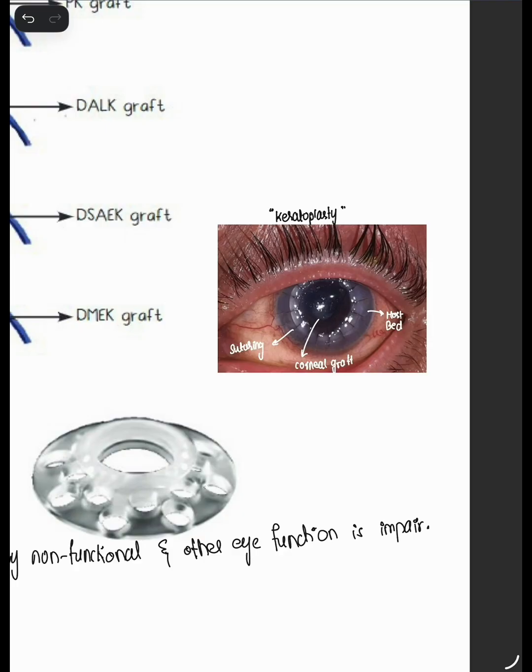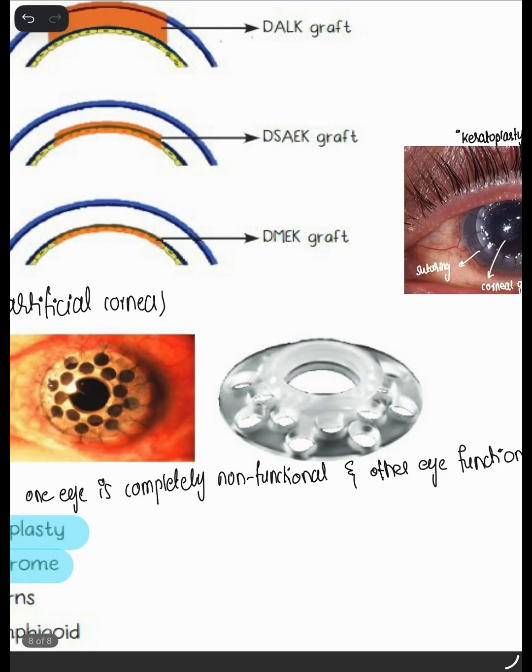This is the keratoplasty, in which the cornea is transplanted with vertical sutures, and this is the host pad. So this is the keratoplasty, and this image is of the keratoprosthesis.